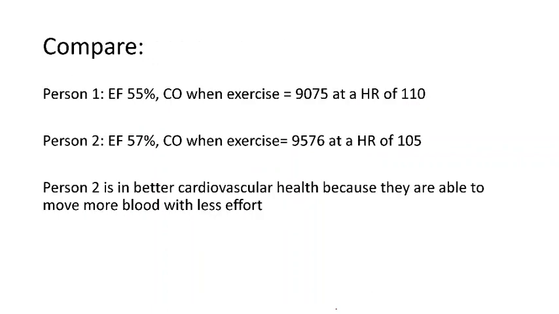So if we compare the two, we see that person 1 at exercise got 9,075 versus 9,576. The key here is efficiency. We got more blood for less effort. The heart rate of 105 means that they didn't have to put as much effort into getting that same heart rate because their efficiency, their ejection fraction, was slightly higher. So person 2 is in better cardiovascular health because they're able to move more blood with less effort. And that's the key when we're looking at cardiac output.